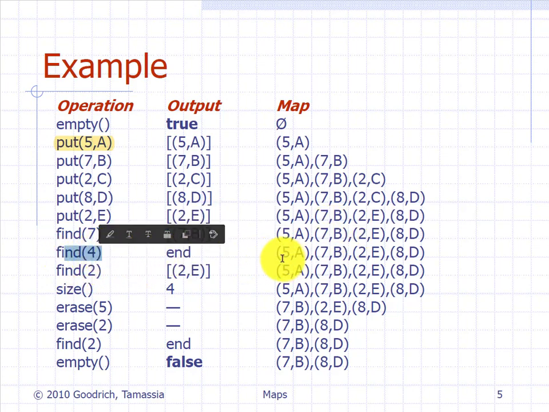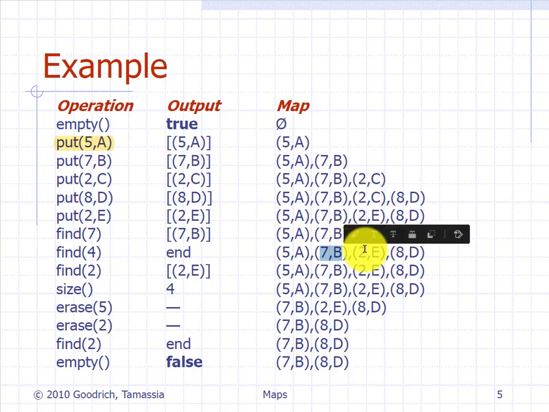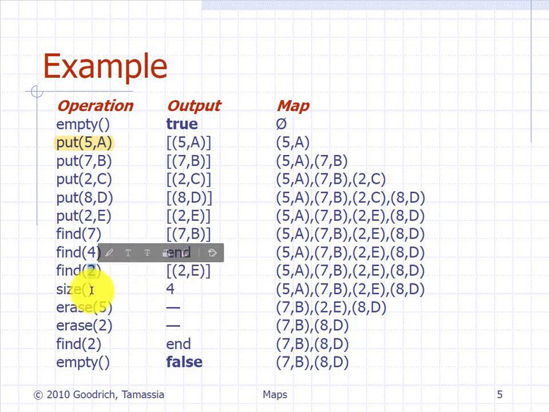Find 4, well, we look, no. So there's nothing in here. We return n to indicate there's nothing in here. There's no key 4 in this map. And so on. You find 2, check the size.